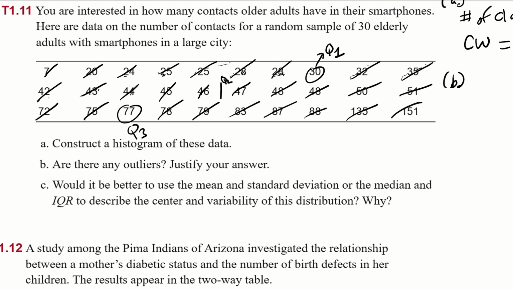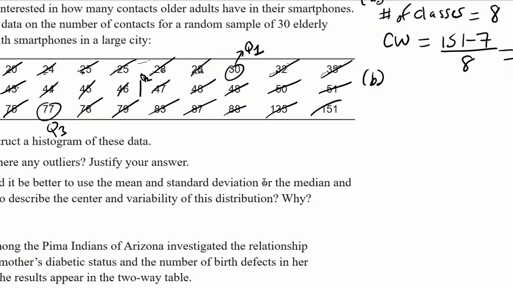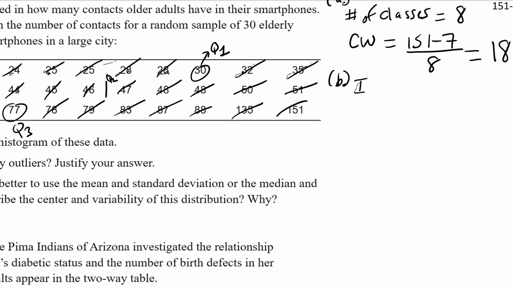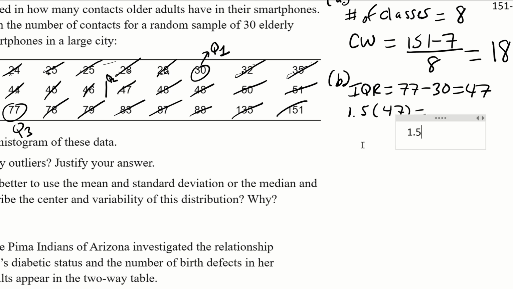Okay, all right. So now we're going to find our interquartile range, our IQR for short. It is the third quartile minus the first quartile, which is 47. All right, so now we're going to multiply that by 1.5 for the 1.5 IQR rule. So let's see, 1.5 times 47, that's 70.5.